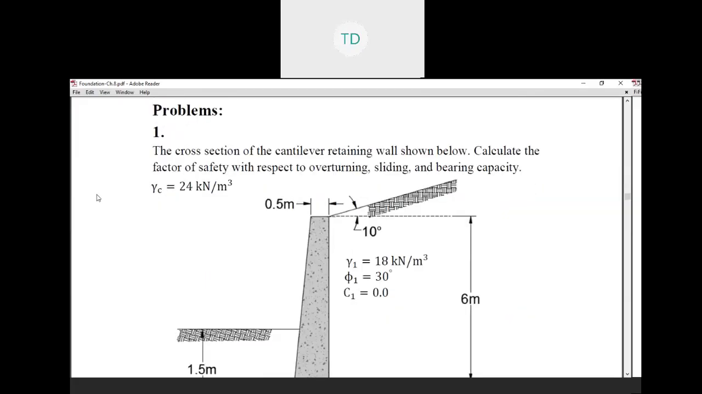Here is the problem of retaining wall, but we are discussing the problem in the next lecture.